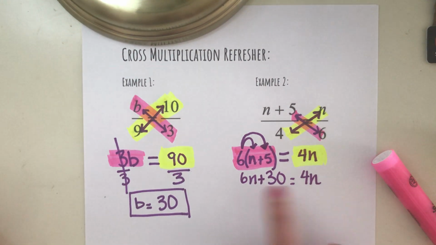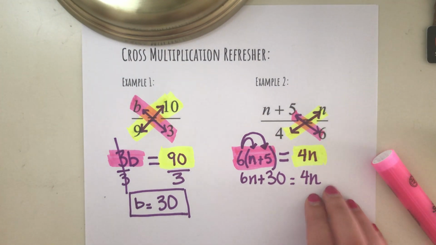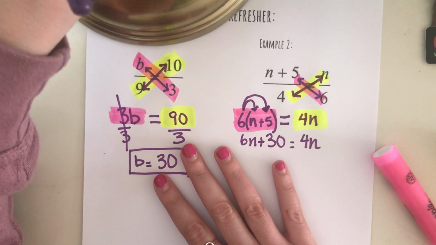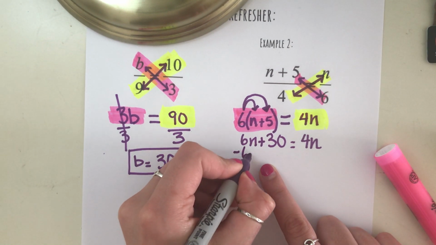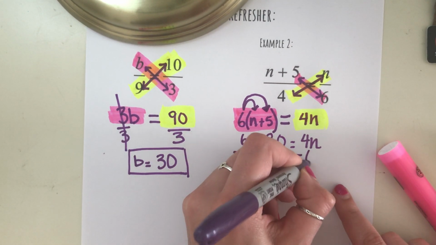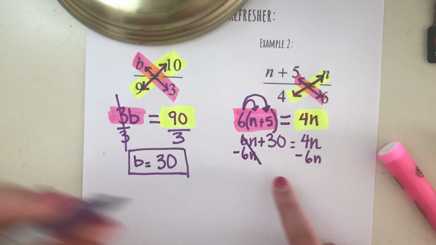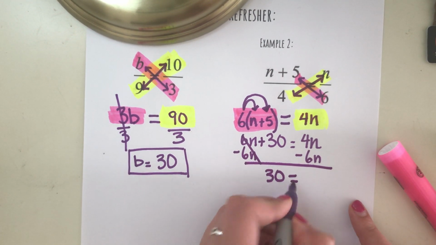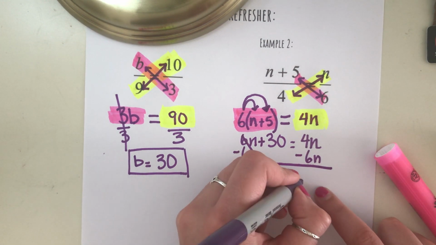Now I have variables on both sides of my equation and I don't want that. So what I need to do is move my n's so that they're on one side and have the number be alone on the other side. I'm going to move my paper up a little bit. Sorry for the shakiness. Now, what I'm going to do is subtract 6n from both sides so that I can cancel it away. And now I'm left with just 30 on this side equals 4n minus 6n, which is going to be negative 2n.